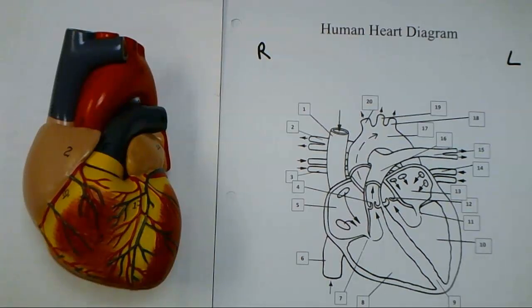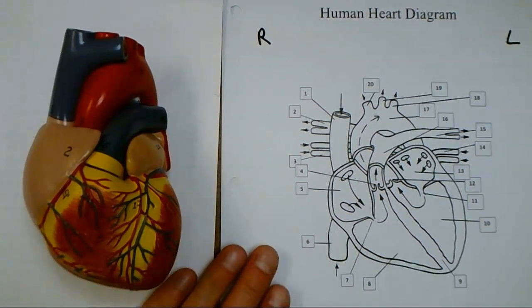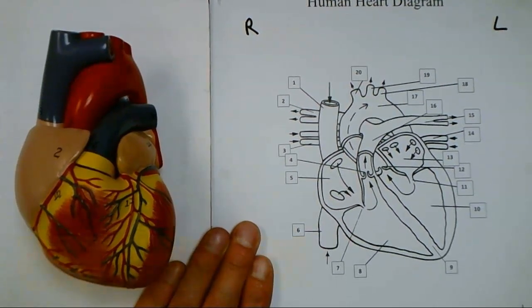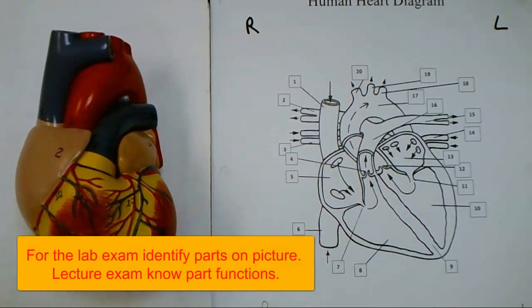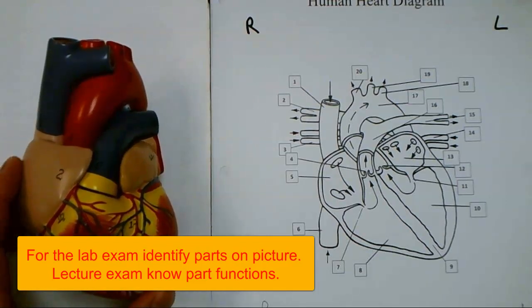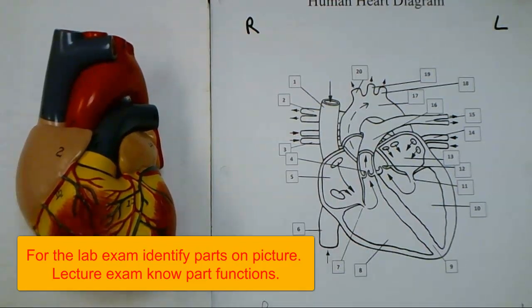Hello. In this video, I will discuss the heart diagram and go over the heart model. The heart diagram you'll find on page 63 in your lab manual. And for the exam, you'll have to know the parts of the heart. And for the lab exam, you'll have to know the parts of the heart and their basic function.